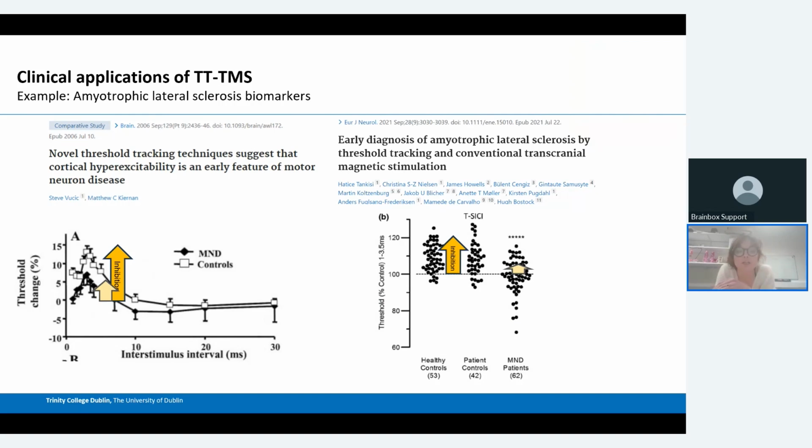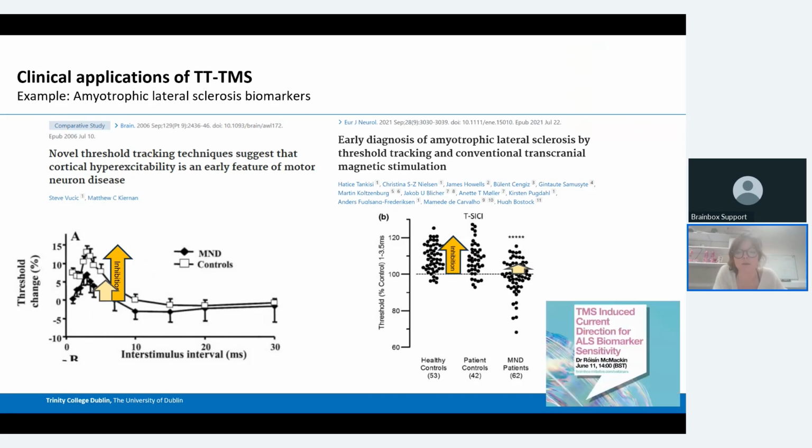On the right-hand side, you can see a lot there. This is just one example of work done by Hatashi Tankisi and Hugh Bostock and Martin Kolzenberg and others, where they have been developing this method. I'm going to be talking a lot about their work in refining this approach to threshold tracking in TMS. They, and others and myself, have consistently found that this measure is impaired in ALS. If you want to hear a bit more about the work we did on that recently, I did a webinar on that as well.